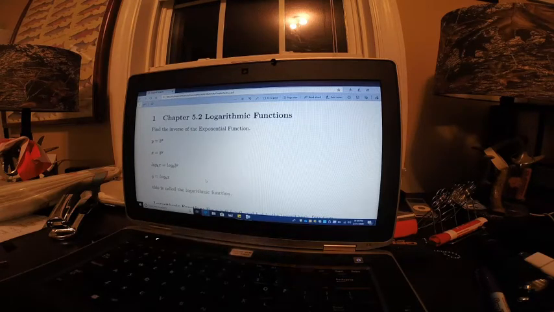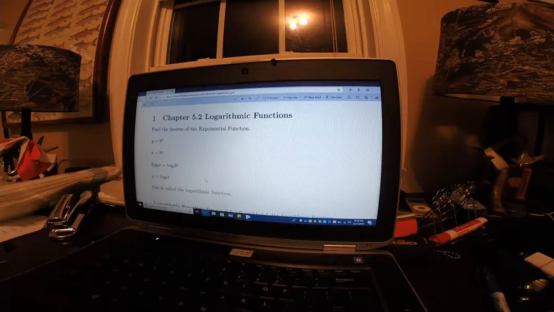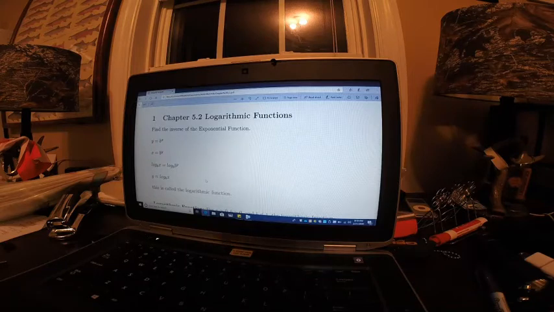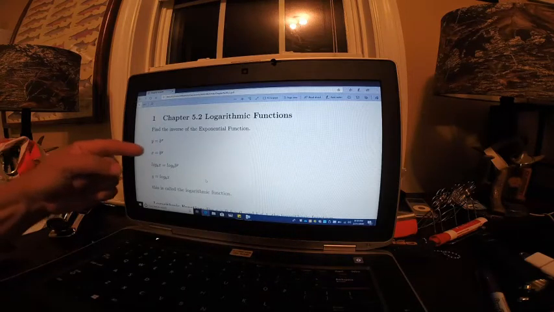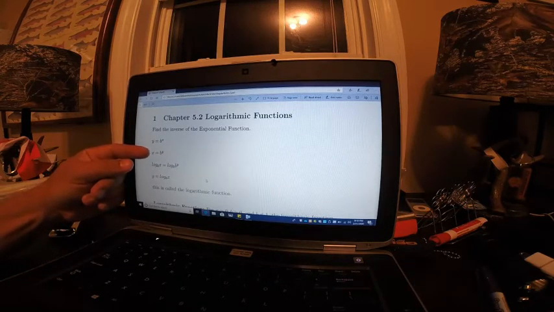We're doing logarithmic functions instead of exponential functions. So to start out, we're going to connect the two. It says find the inverse of the exponential function. So the exponential function is y equals b raised to the x. The first thing you've got to do to find the inverse is switch your x's and your y's. We've done that in this step. Now we have to solve for our y.